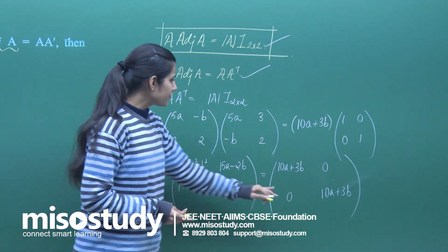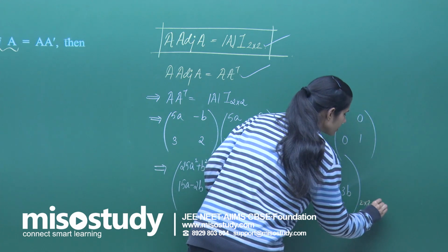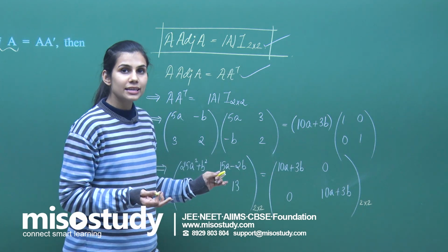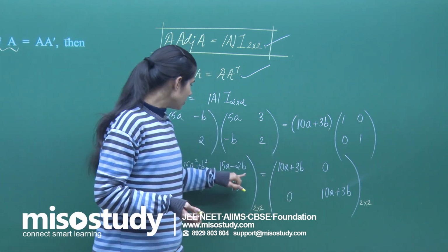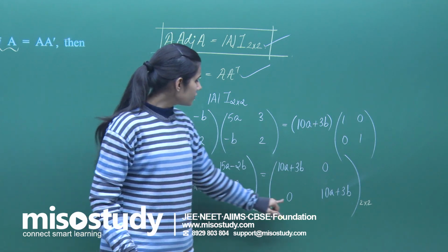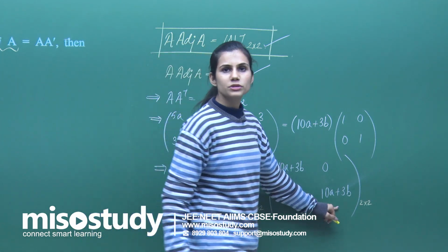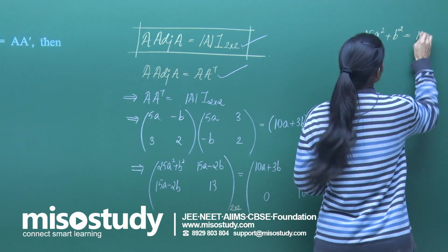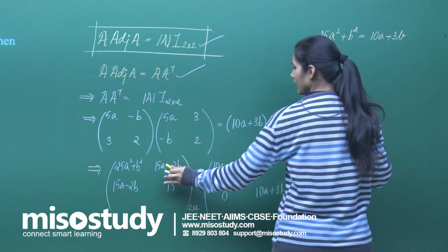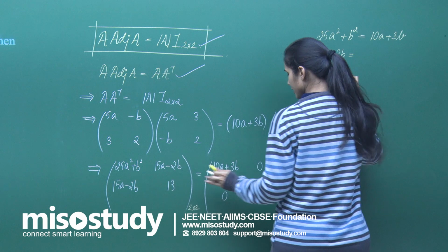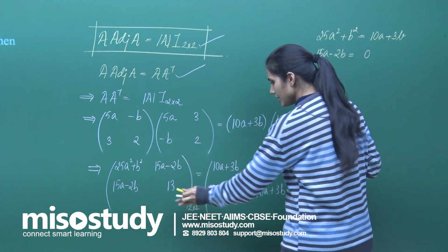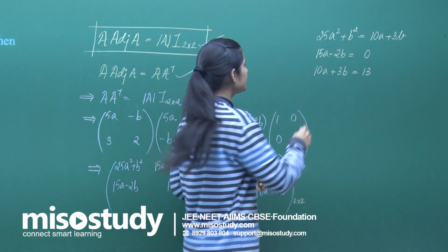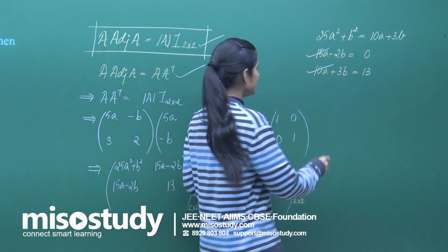So if two matrices of the same order are equal to each other, that means corresponding entries are exactly the same. So the 1 1th entry here will be equal to the 1 1th entry here, the 1 2th entry to the 1 2th entry, the 2 1th entry to the 2 1th entry, and the 2 2th entry to the 2 2th entry. So I have 25a square plus b square is equal to 10a plus 3b. Then 15a minus 2b is equal to 0. From here also you will have the same thing, and from here 10a plus 3b is equal to 13. Now obviously out of these three you will be using these two to compute the value of a and b. Let's see what we get.